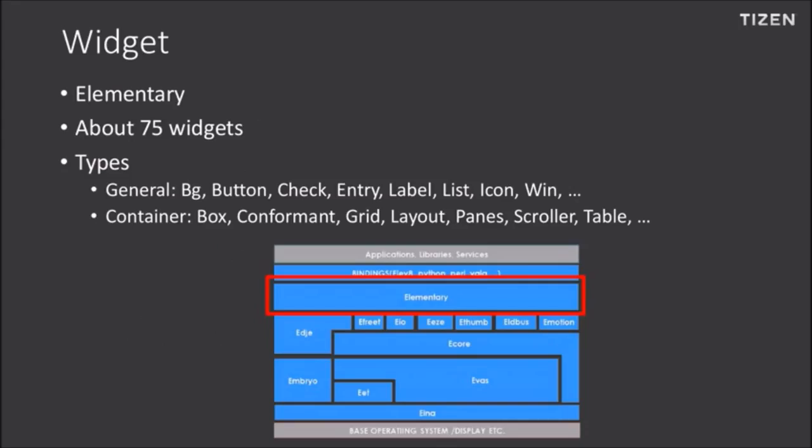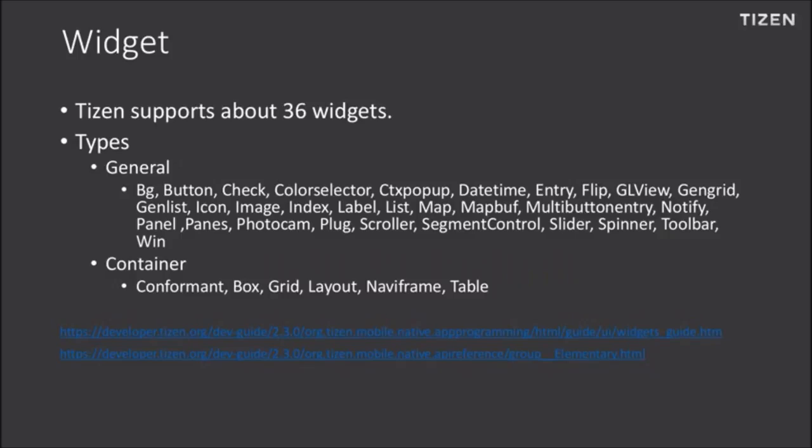Okay, let's talk about creating your application's layout with widgets. In EFL, Elementary is a widget set library. It supports about 75 different widgets such as background, button, check, entry, label, etc. They are often used when you write GUI applications. Tizen officially supports about 36 widgets among these. So please use these widgets when you write UI applications.